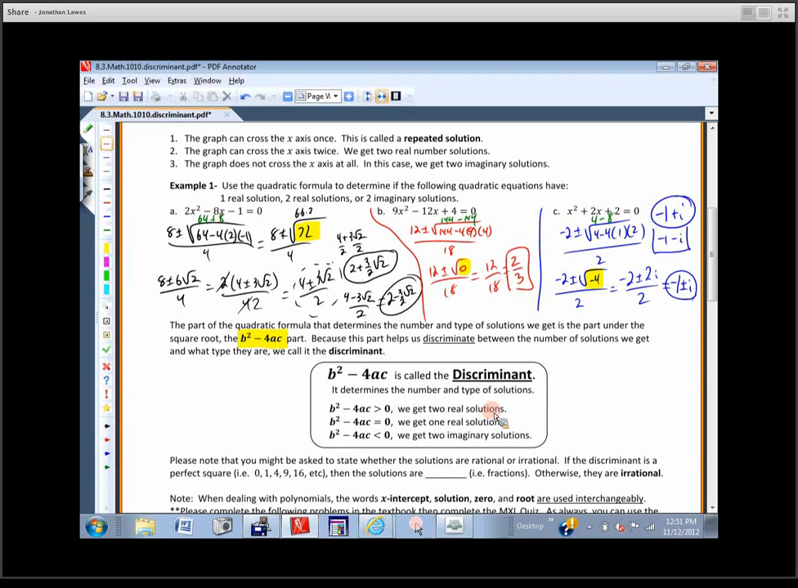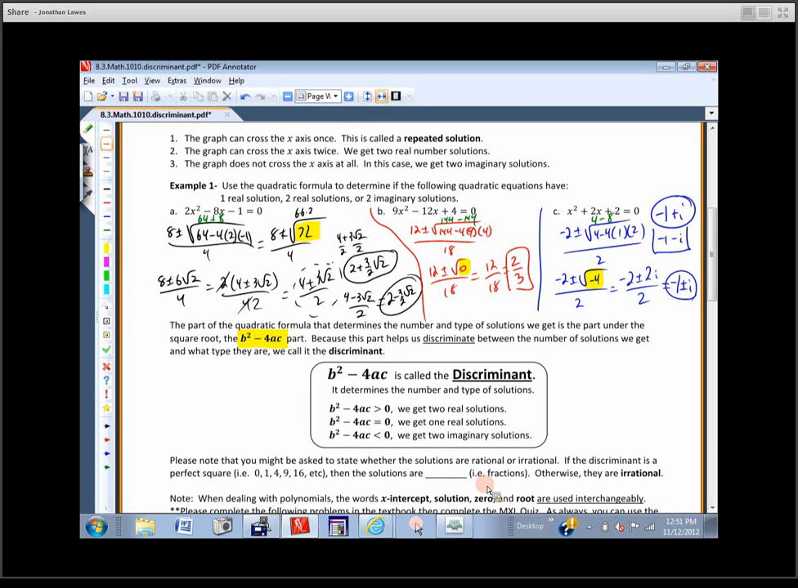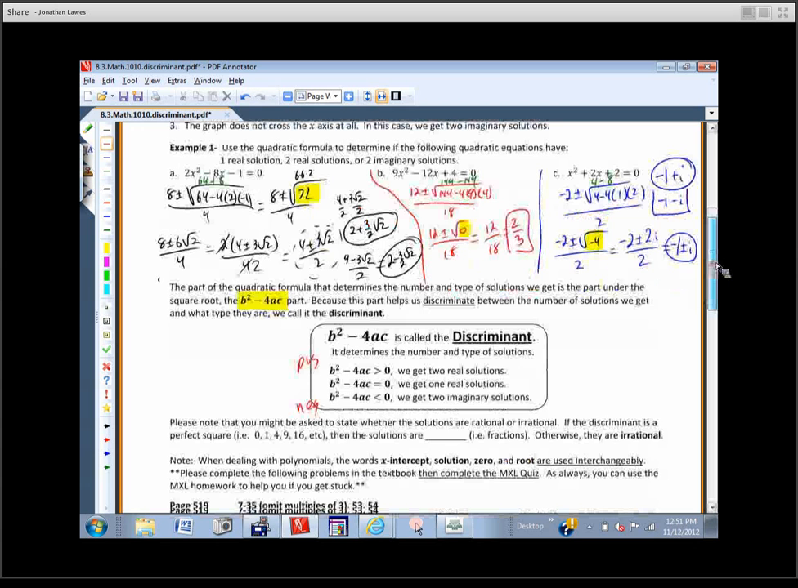Now let's take a look at this chart right here. This actually is this whole section in a nutshell. If the discriminant is greater than 0, then we get two solutions. If the discriminant is equal to 0, then we get one real solution. And if it's less than 0, then we get two imaginary solutions. So this is just a fancy way of saying, if it's greater than 0, meaning positive, then we get two real solutions. If it's equal to 0, we only get one real solution. And if it's less than 0, in other words negative, then we get two imaginary solutions. That's really what it comes down to.